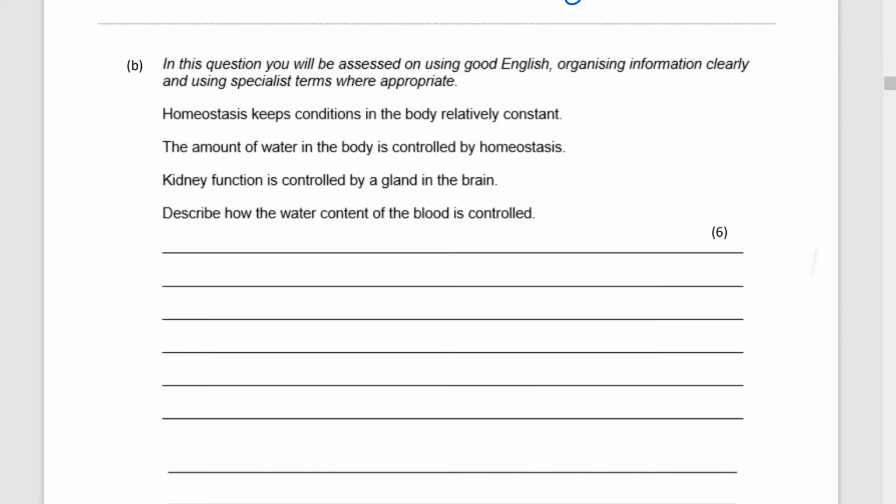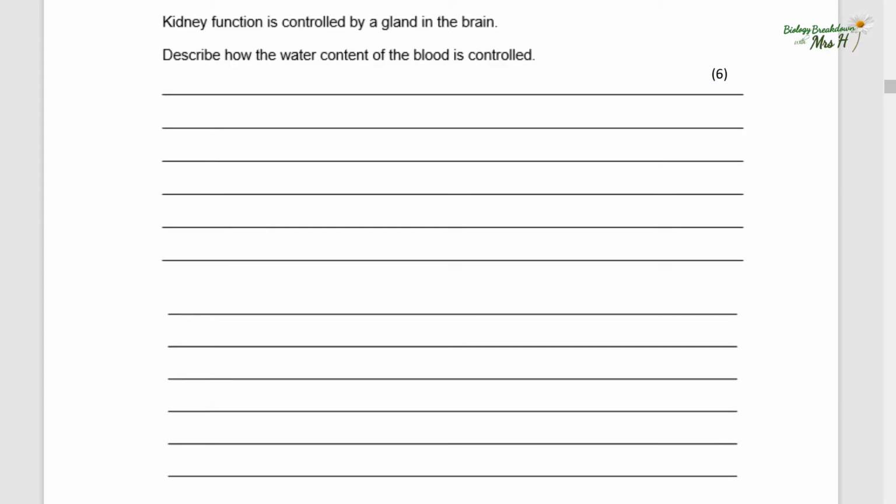In this question, you will be assessed on using good English, organising information clearly and using specialist terms where appropriate. Homeostasis keeps conditions in the body relatively constant. The amount of water in the body is controlled by homeostasis. So they've used the word amount, which is pretty poor. So they're inviting you to use the correct terminology in your answer. Kidney function is controlled by a gland in the brain. And describe how the water content of the blood is controlled.